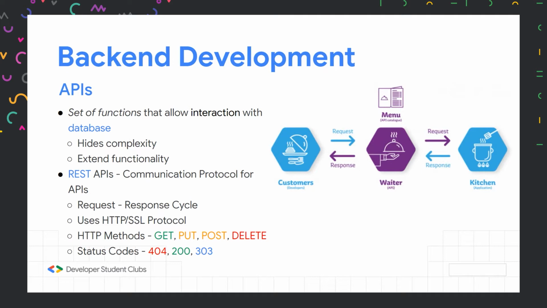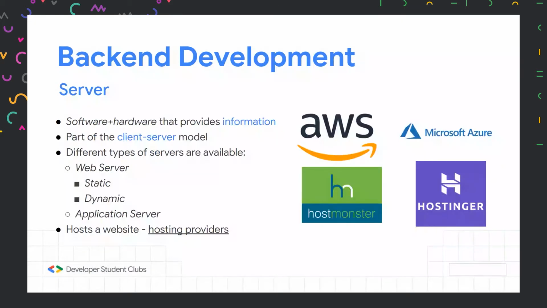Now, depending upon the status response, there can be 404, 200, or 303. Here 200 will mean a good response, that your transaction or the process has taken place, and 404 will be not found. Now let's talk about the server.